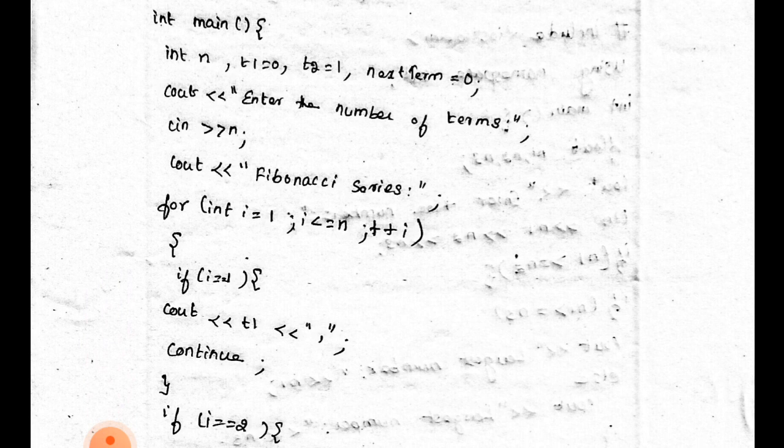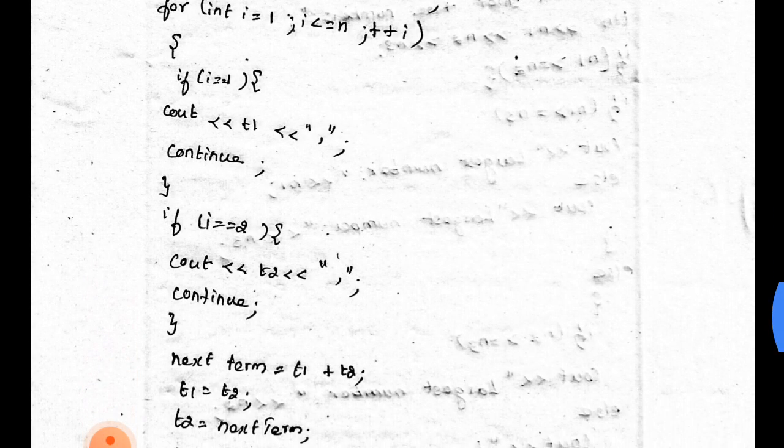Then if i equal to 1, then it won't continue the process. Then i equal to 2, continue the process. This continues with the continue keyword. Then t1 plus t2, then next term, then return 0. After that we get the output when the process is done. So it produces the nth Fibonacci number as an output.